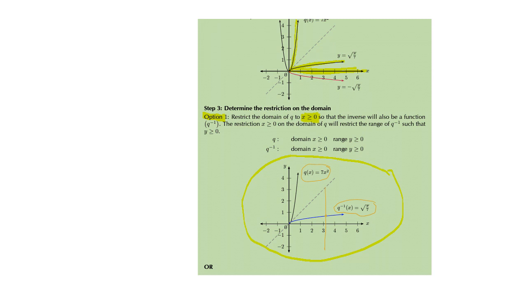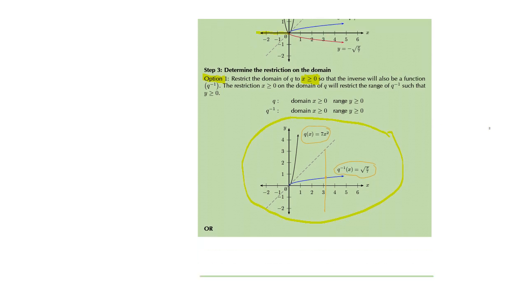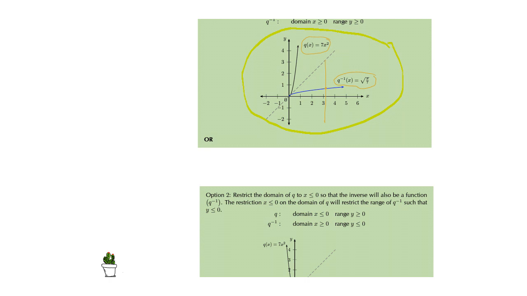Okay, now if we consider the opposite direction, if we consider from the x value of your turning point, which is 0, and you graph all the values to the left, so you're graphing x less than or equal to 0. Okay, so this is option 2. That's the second option that you can do.